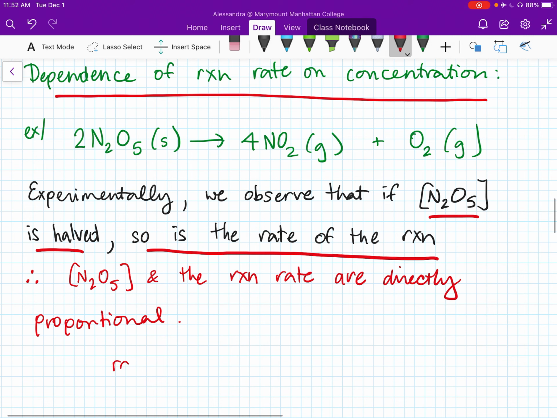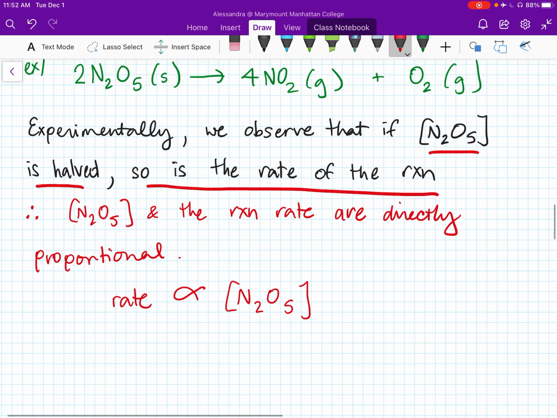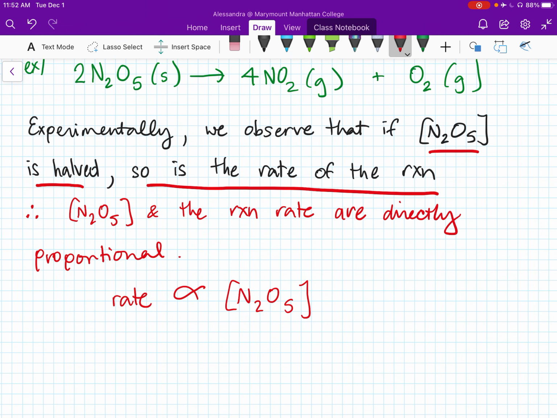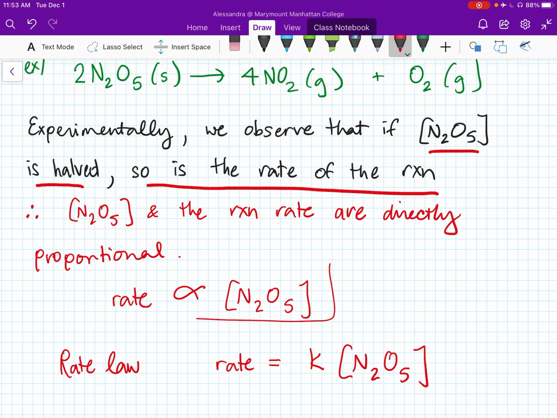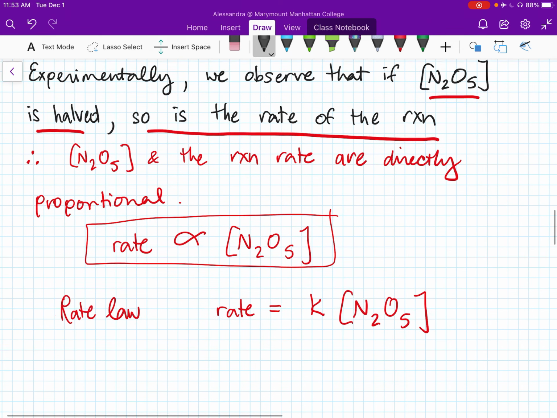So a way of expressing that is by using the proportionality fish. The rate is proportional to the concentration of that reactant, dinitrogen pentoxide. Now, if we want to convert that proportional statement to an equation, we get what's called the rate law. The rate is equal to some constant, I'm just going to call it k, times [N2O5]. And all that does is take this proportionality and, by multiplying it by an actual constant that I'm going to call k, we can change that proportionality fish to an equal sign.